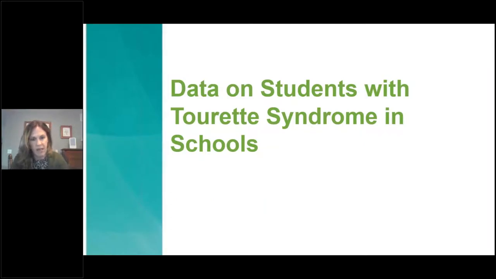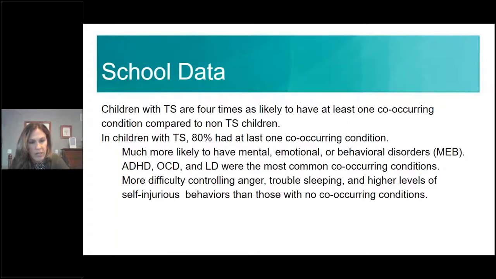So here is some data on students in our schools that have Tourette syndrome. Children with Tourette syndrome are 4 times as likely to have at least one co-occurring condition compared to a student without Tourette syndrome. In fact, when we look at just our school-age children with Tourette syndrome, 80% of them have at least one other co-occurring condition. They're much more likely to have a mental, emotional, or behavioral disorder. And the most prevalent are ADHD, OCD, and LD. Those are the most common co-occurring conditions.